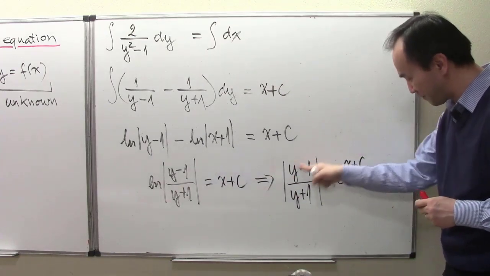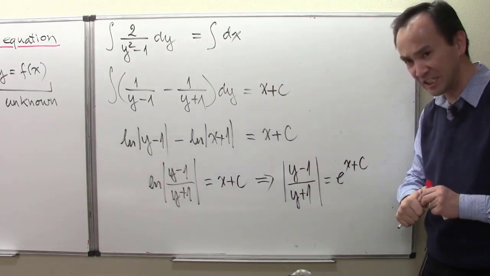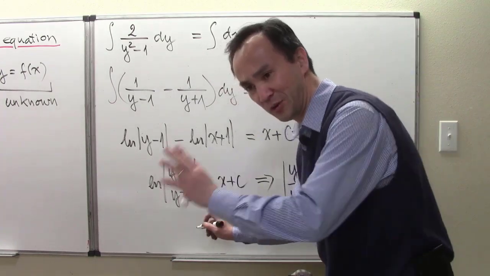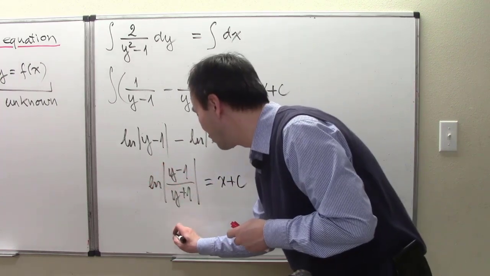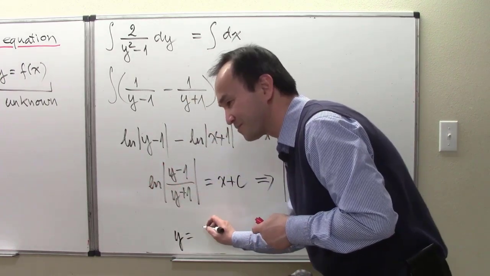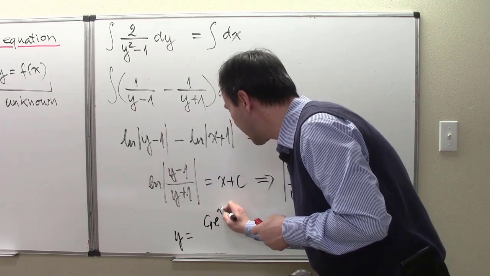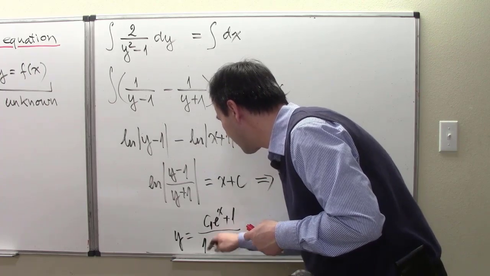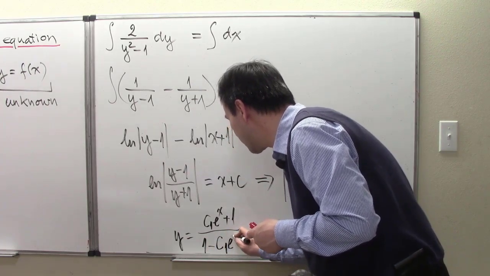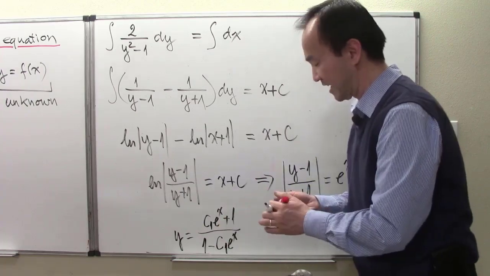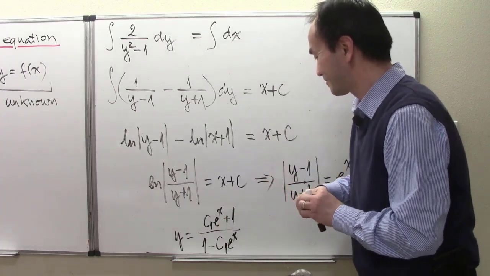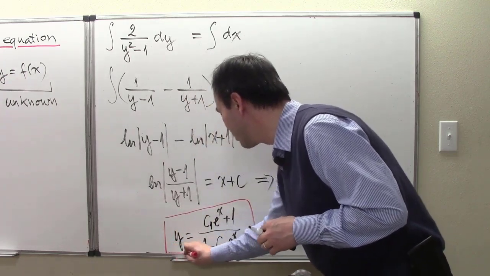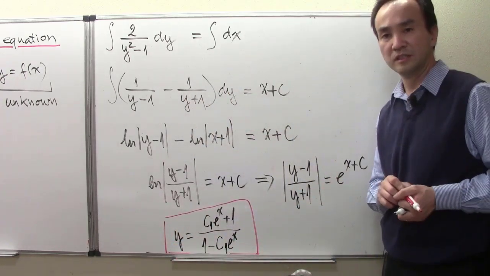Now from that equation, and you've seen some detailed explanations on the document camera right there, that final expression, y equals c1 e to the x plus 1 over 1 minus c1 e to the x, is what I call the solution. Okay, it's the solution to our separable differential equation.